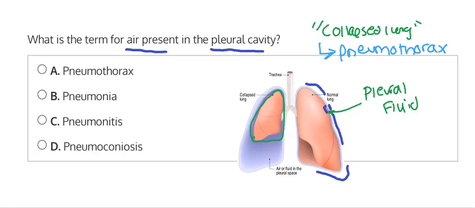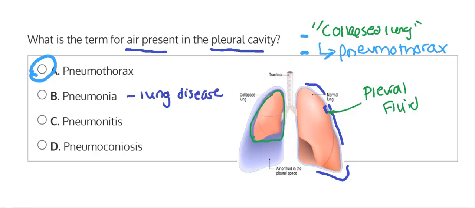So based on the choices for this question, when it's asking which is the term for air present in the pleural cavity, we know that a collapsed lung is a pneumothorax, and pneumothorax is an option here, option A. The other terms have different meanings related to the lung. So pneumonia would be some sort of consolidation or some sort of infection, a foreign substance in the lung itself, which is different from the actual collapsed pneumothorax. It's a different type of lung disease. So we know that this is a lung disease.